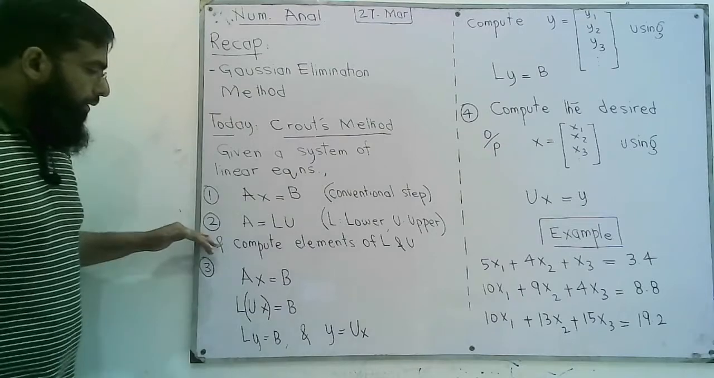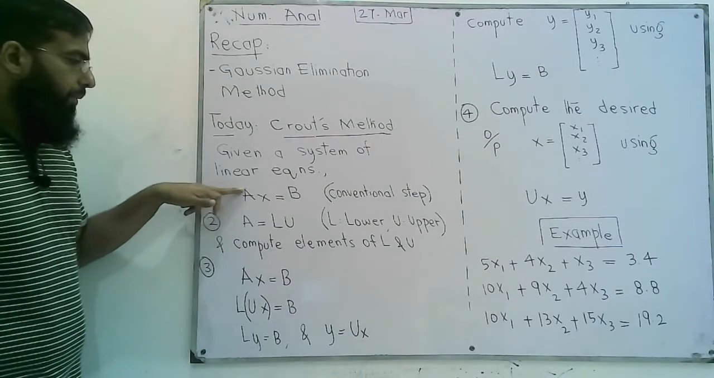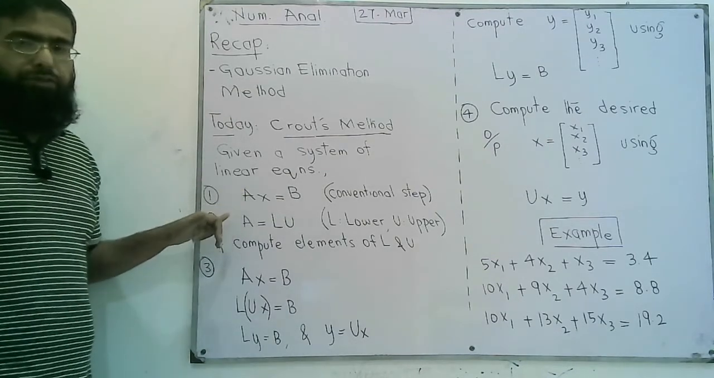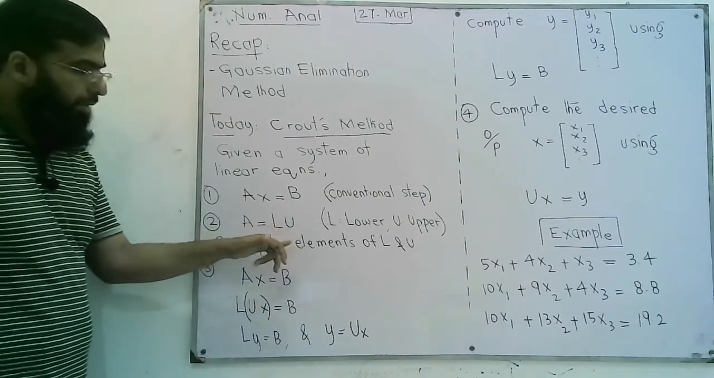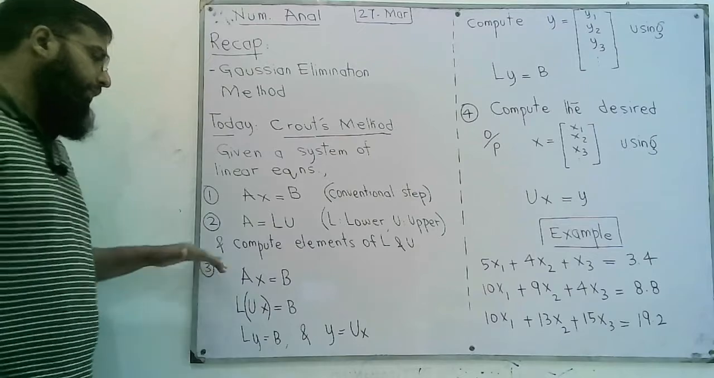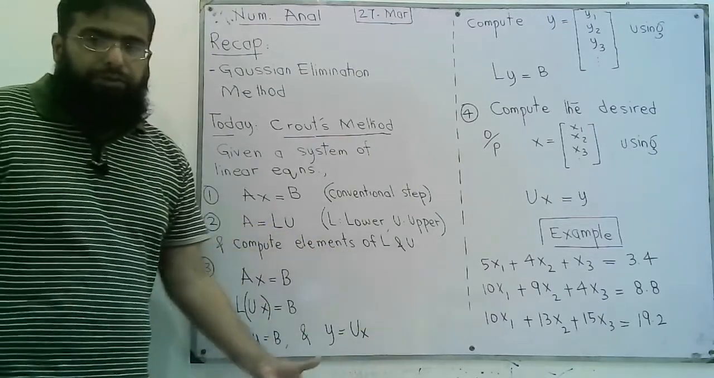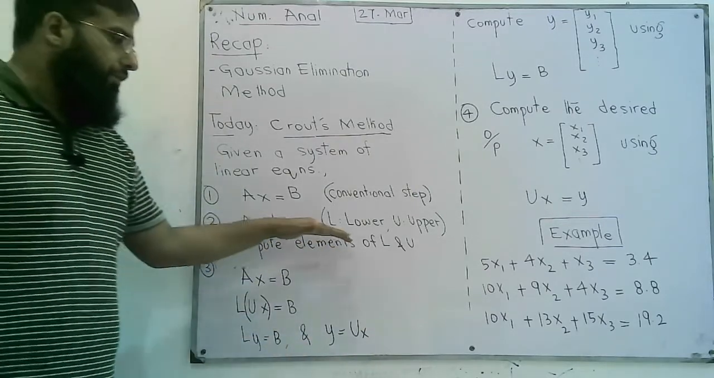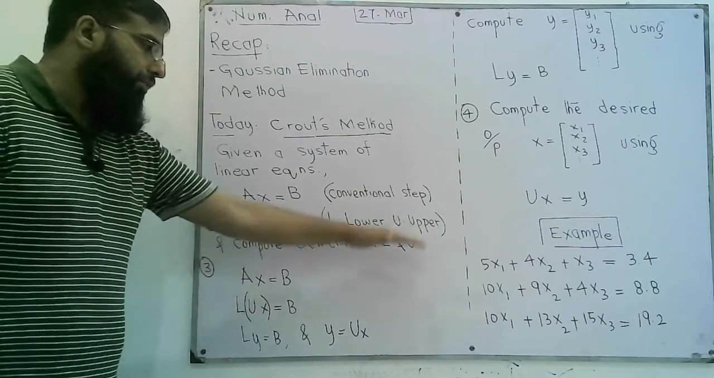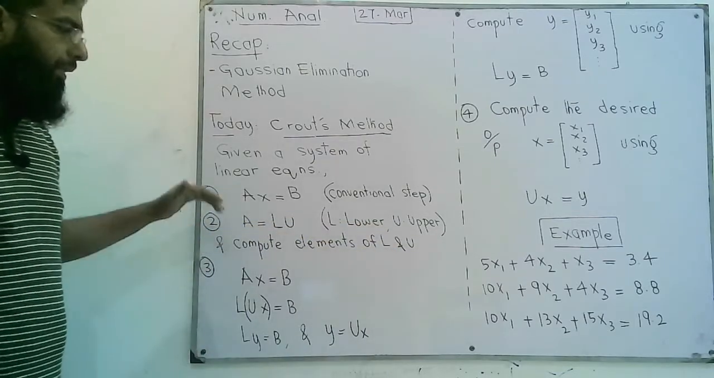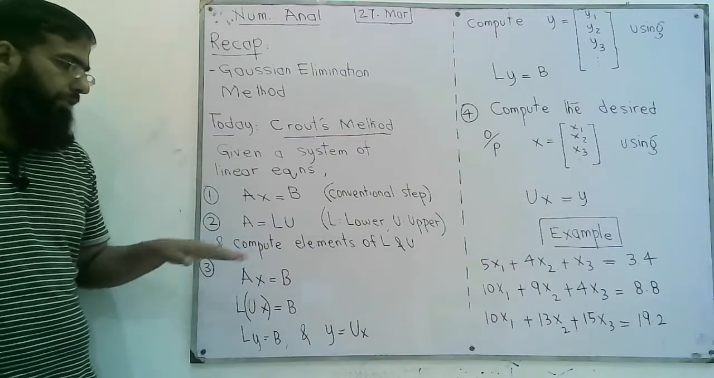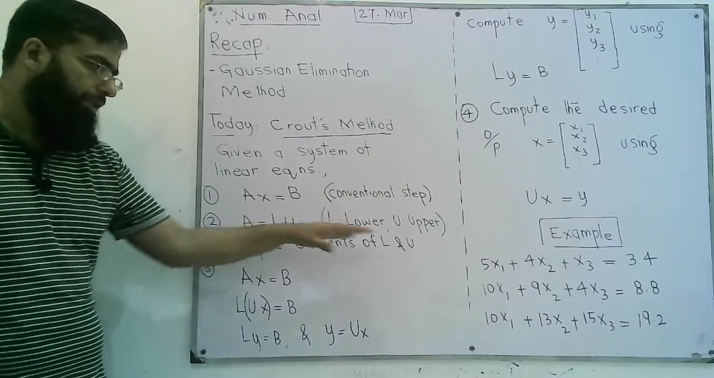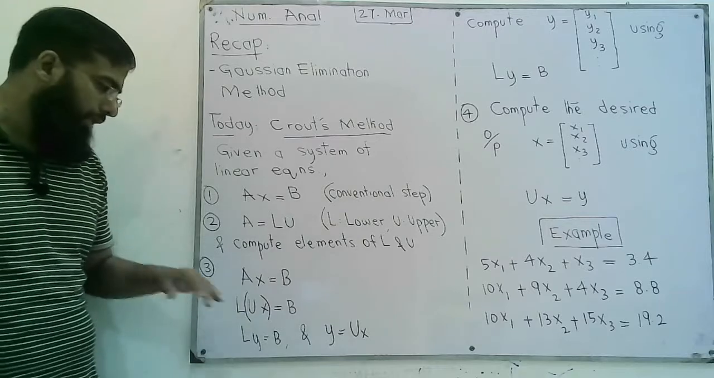Step number 2 is that we decompose the matrix A, the matrix of coefficients, into a lower and an upper matrix, L times U, and compute the elements of L and U. It's very simple. Soon we are going to see the elements of the lower and upper matrices, L and U, and we can very easily compute the values of the elements of these matrices.